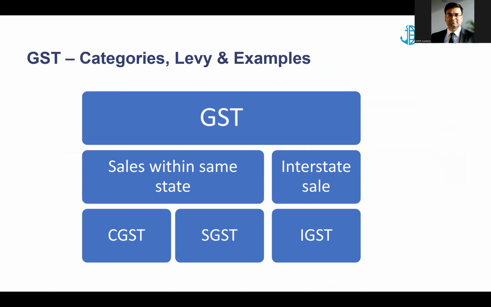So what do we understand? GST has two regimes. One, sale within the same state, and sale outside the state, meaning to another state, which is interstate, right? So when you are selling within the same state, you will have CGST and SGST. And when you sell interstate, you will charge IGST, right?